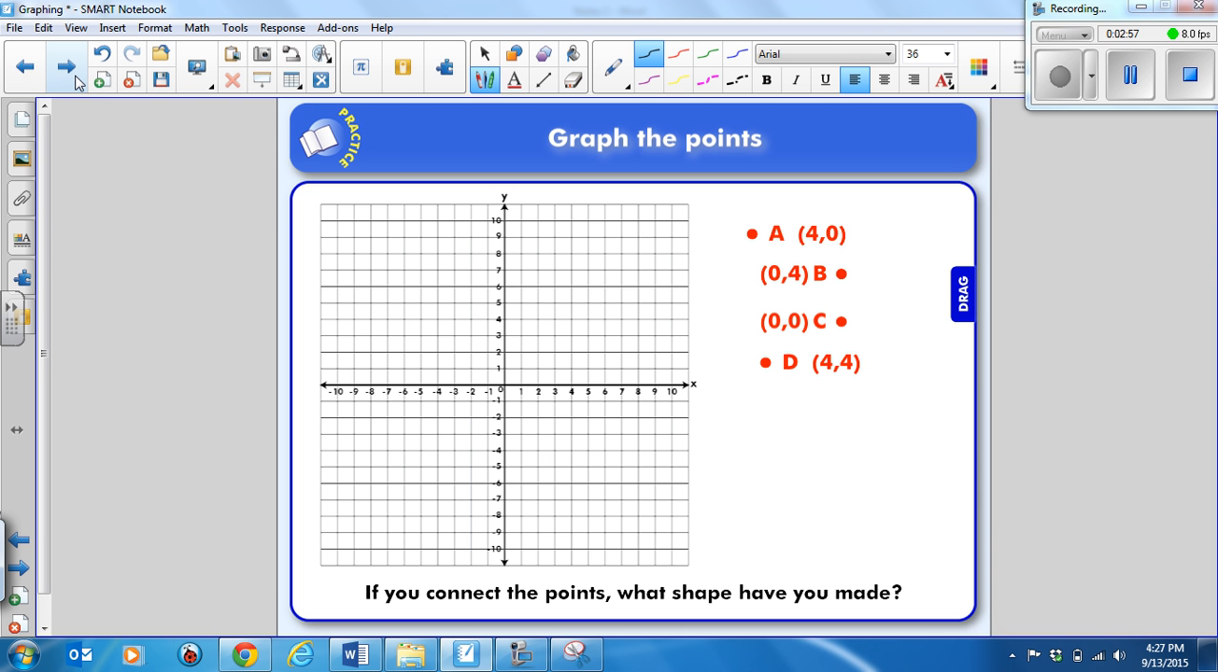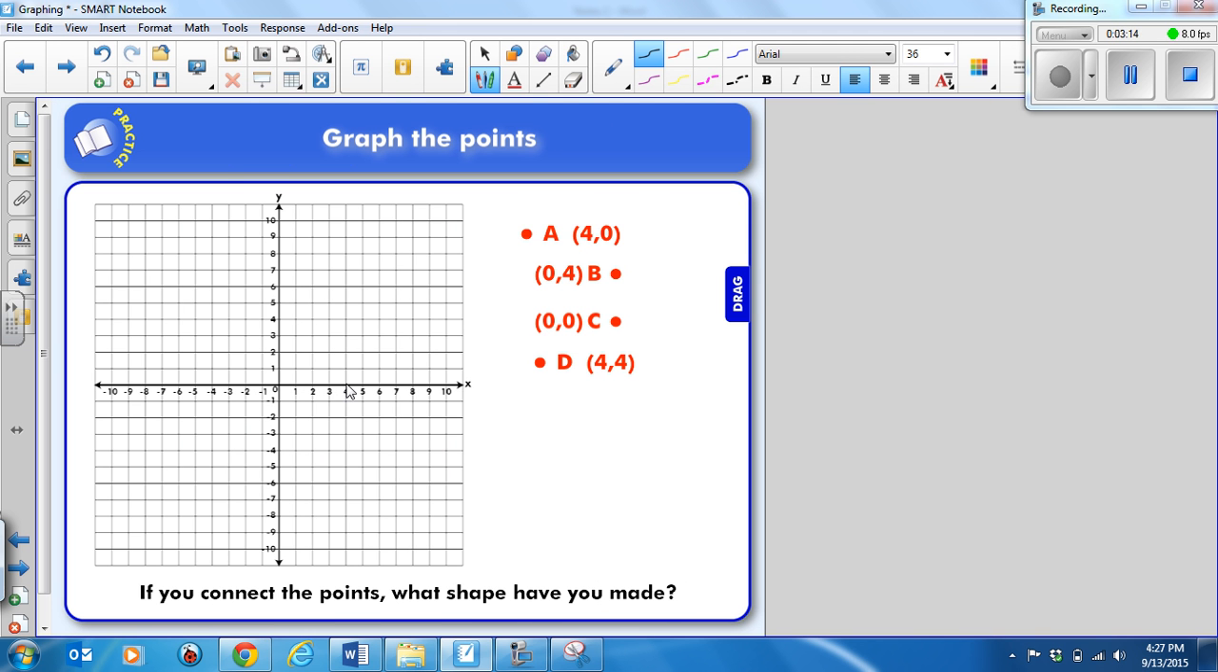Alright, next we're going to graph these 4 points. And then if we connect the points, we are going to identify what shape it makes. Alright, so we're going to plot the first one, and we always want to label it with its letter. So it says 4, 0. So we're going to go over 4, and we're not going to go up or down at all. Okay, right there. So that is our A.